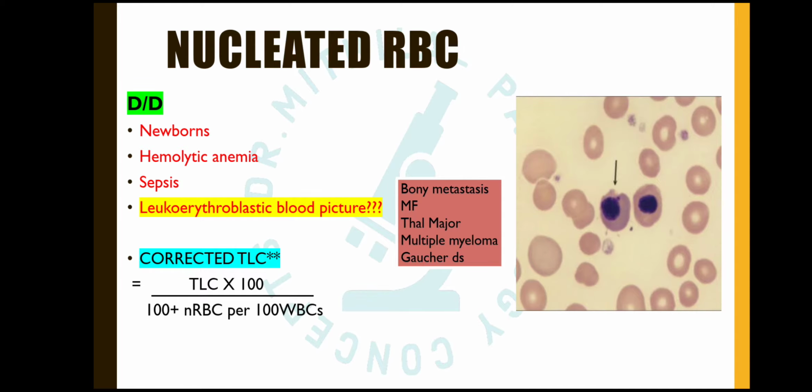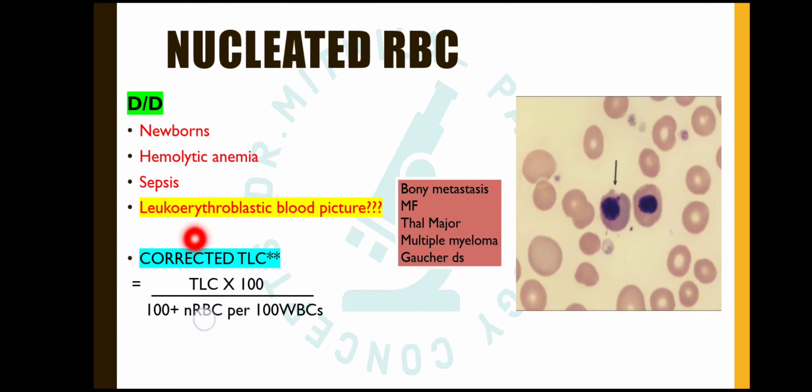Next is nucleated RBCs. Generally you know that mature RBCs don't have any nucleus, but sometimes the nucleus can be seen in the RBC. Nucleated RBCs can be seen when there is increased red cell production, like in newborns. In hemolytic anemia, when there is increased peripheral destruction, the bone marrow produces more and more RBCs, and these nucleated RBCs are also seen in the peripheral smear. Then in case of sepsis, and in case of leukoerythroblastic blood picture.